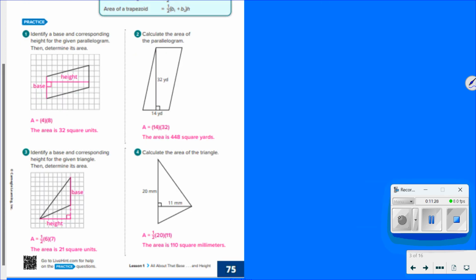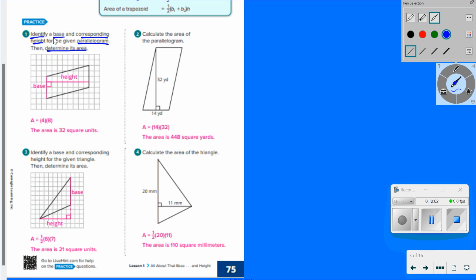All right, let's look at the homework. So page 75. Let's look at our practice problems number 1. Please make sure if you did not mark your text, you are marking your text as we go through this. All right, number 1 says, identify a base and corresponding height for the given parallelogram. Then determine the area. So it's telling us it's a parallelogram, so the very first thing you need to do is what? What's the first thing I need to write down?